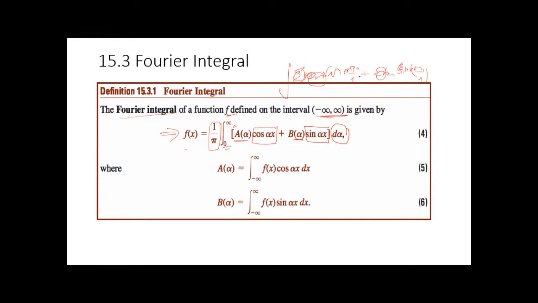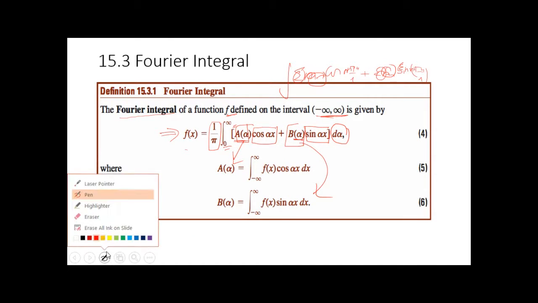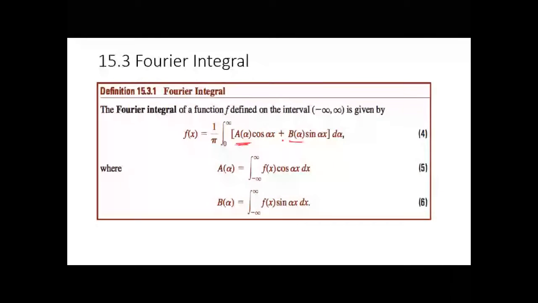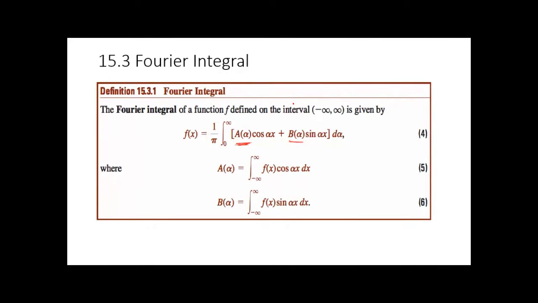a_n and b_n have been replaced by A(alpha) and B(alpha), and of course, just like Fourier series, we'll find A(alpha) here, B(alpha) here. If you find A(alpha) and B(alpha) and substitute in equation number 4, you are done. You don't need to integrate this formula, problem number 4. You have to express a given function by using this integration. That's all. Just like our Fourier series for periodic functions, this is for a non-periodic function, right?